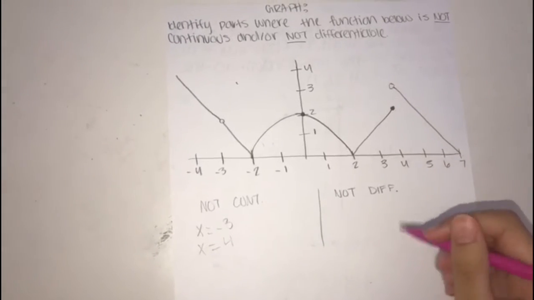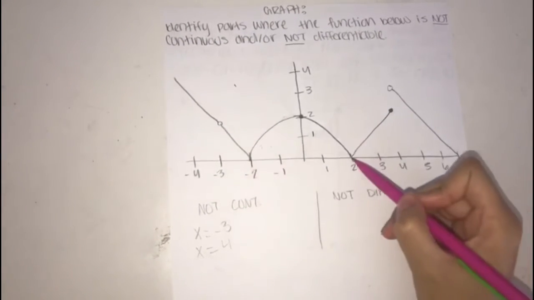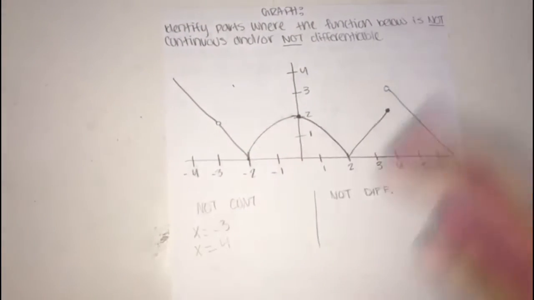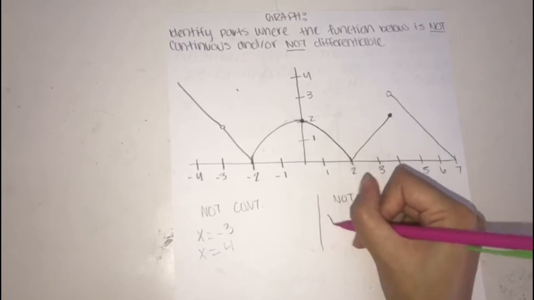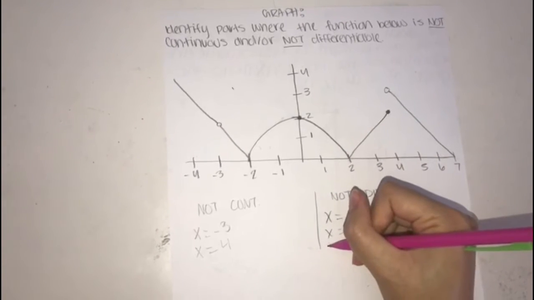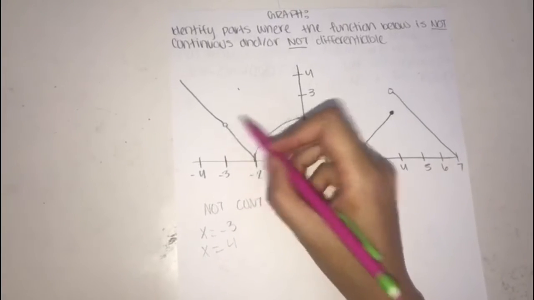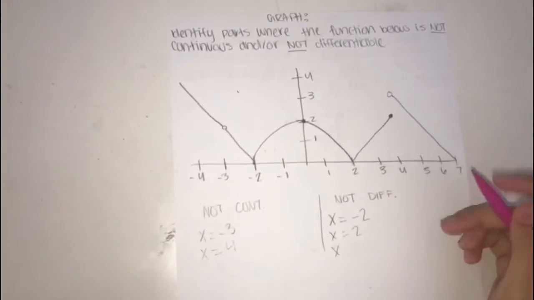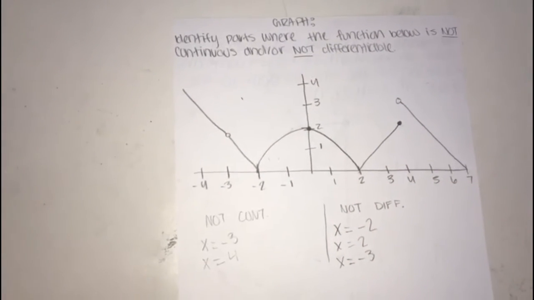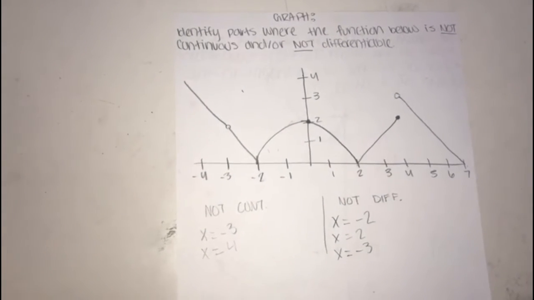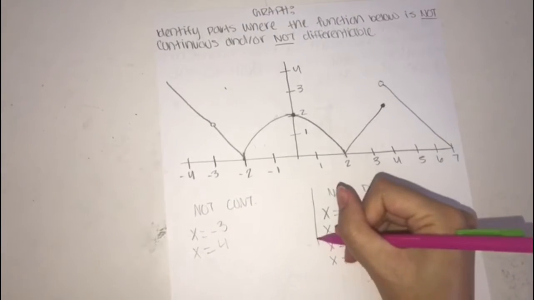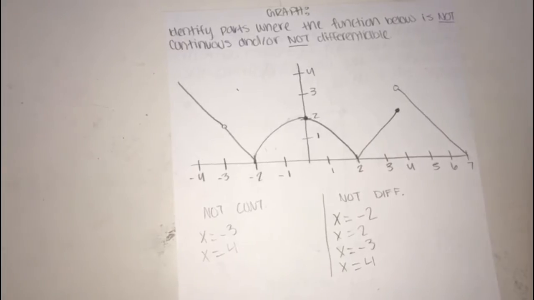Now for the not differentiable, we can see that we have -2 and 2 here, because they're both going in the same kind of direction. So I think x equals -2 and x equals 2. Let's see, -3 also does not make sense because again, it's a corner, so this would also be not differentiable. +4 also would not be, because since it's not continuous, it's not differentiable either. So this would be 4 also, and that's pretty much it for this problem.